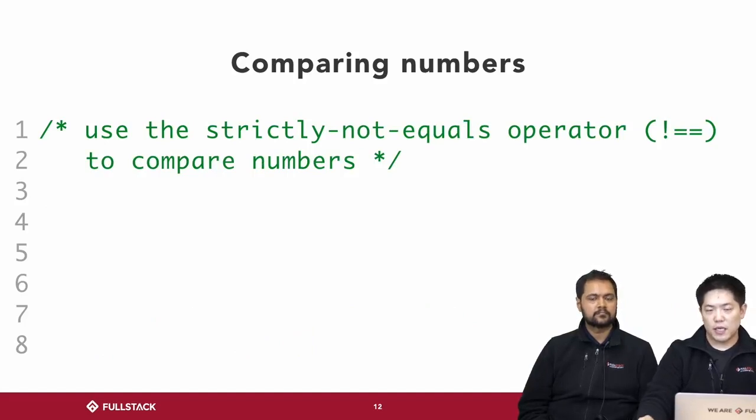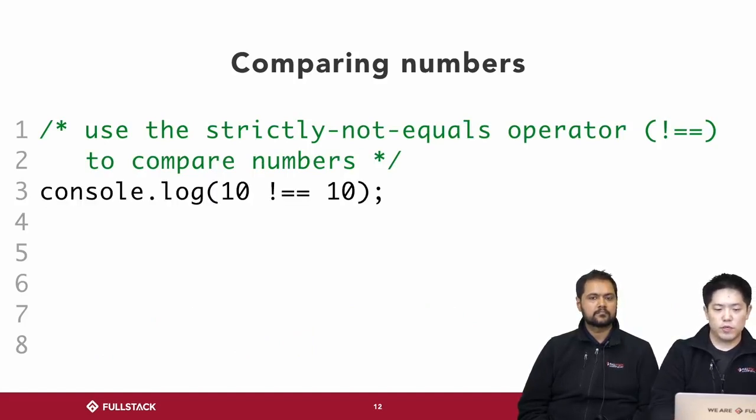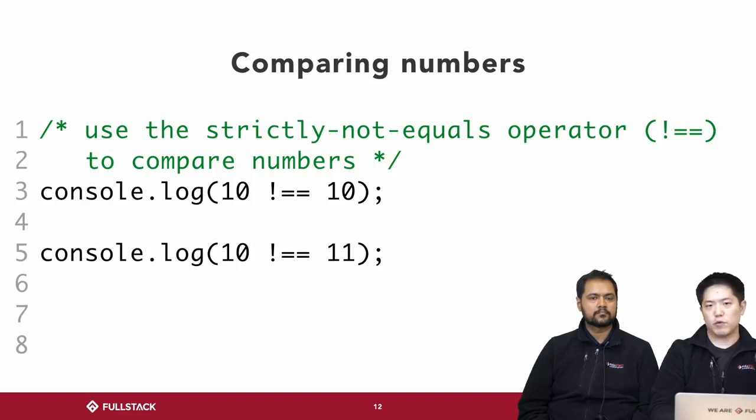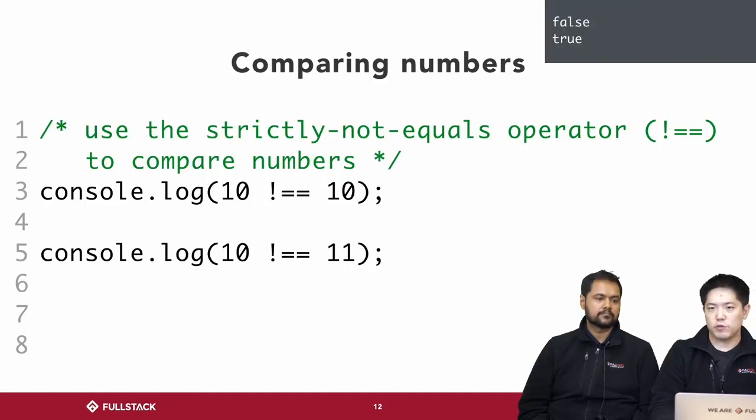You can use the does not equal operator to compare numbers as well. Here we would get the inverse of what we just got. 10 does not equal 10 is false, and 10 does not equal 11 is true. So this is the opposite of what we just got. You can think of triple equals as these two things being the same, and exclamation equal equal as, are these two things different? If they're different, I return true, and if they're the same, I return false.